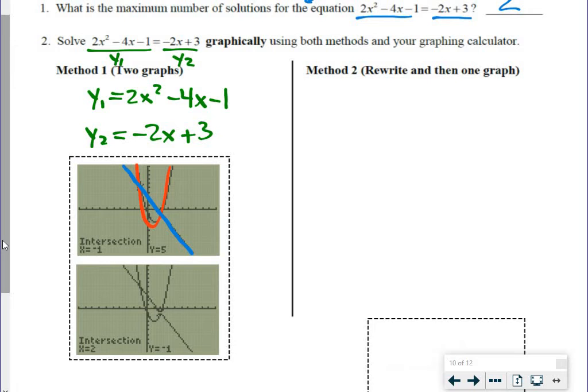Okay, and what we do is we just find both points of intersection. So we do that one and that one. So the intersection point here on the left is negative 1, 5. And on the right is 2, negative 1. And the solutions to this equation are x equals negative 1 and x equals 2.